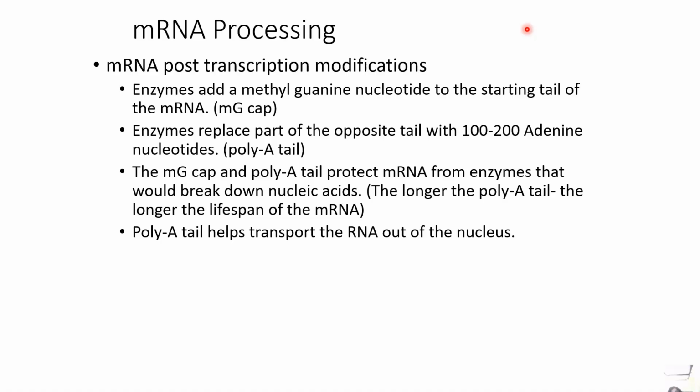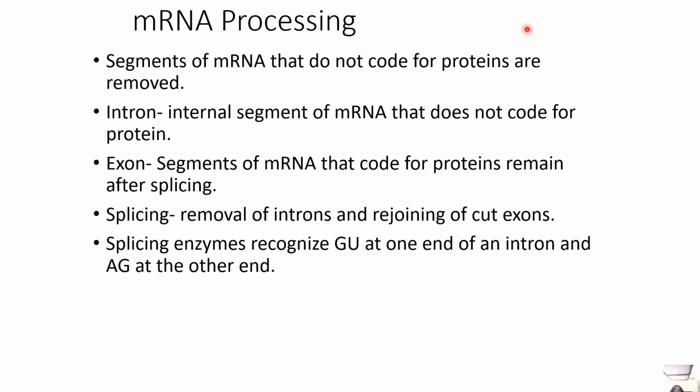mRNA post-transcription modifications. Enzymes add a methylguanine nucleotide to the start of the mRNA, forming the cap. Enzymes also add a poly-A tail of 100 to 200 nucleotides at the opposite end. The poly-A tail protects the mRNA from enzymes that would break down nucleic acid. The longer the poly-A tail, the longer the lifespan of the mRNA. The poly-A tail also aids transport out of the nucleus.